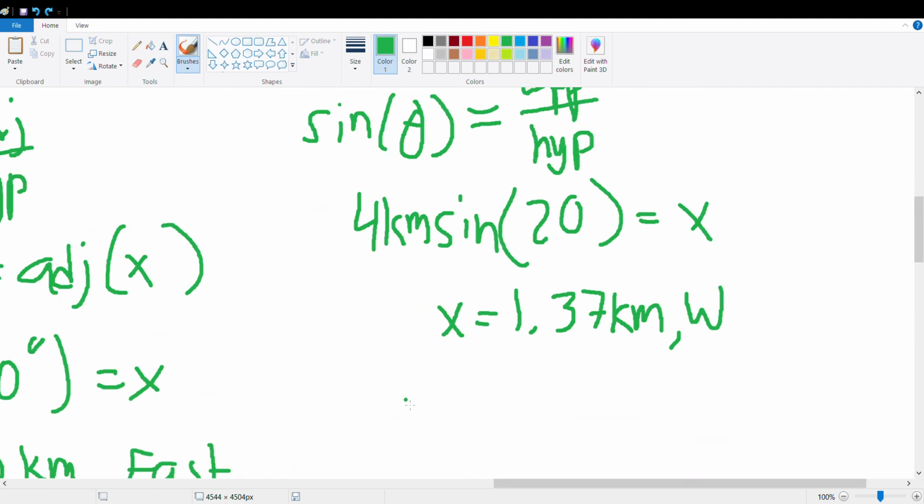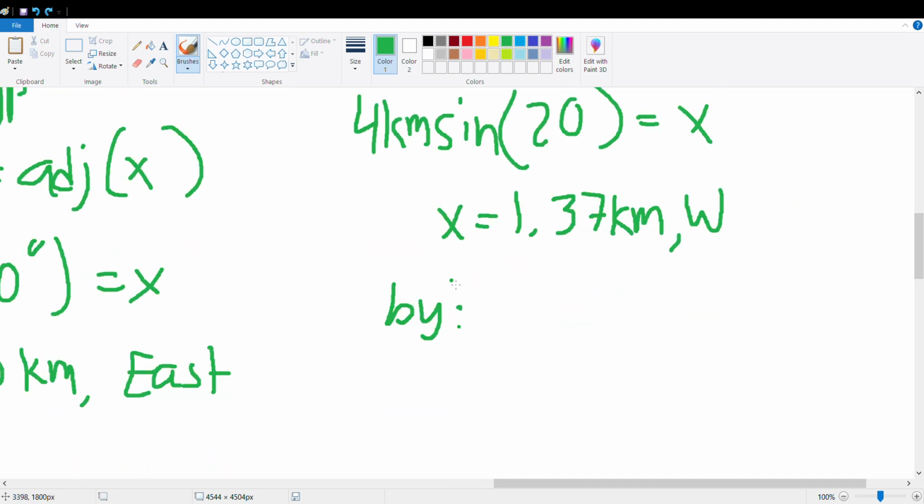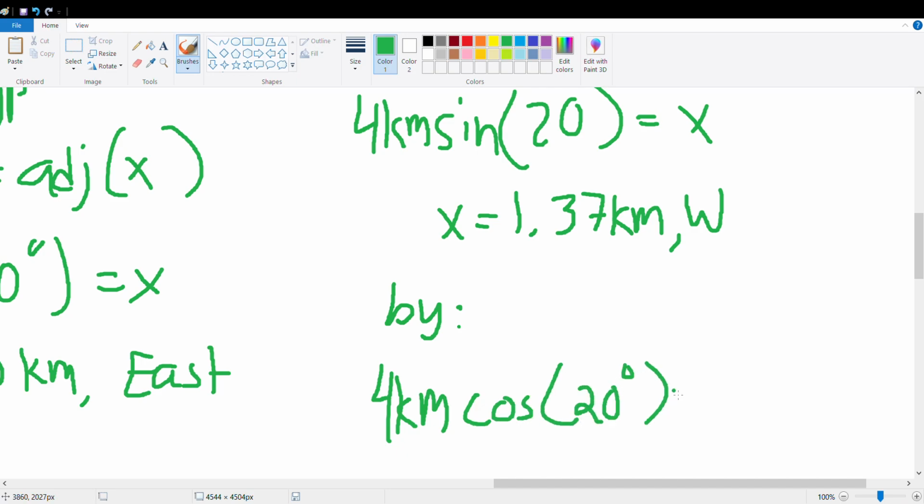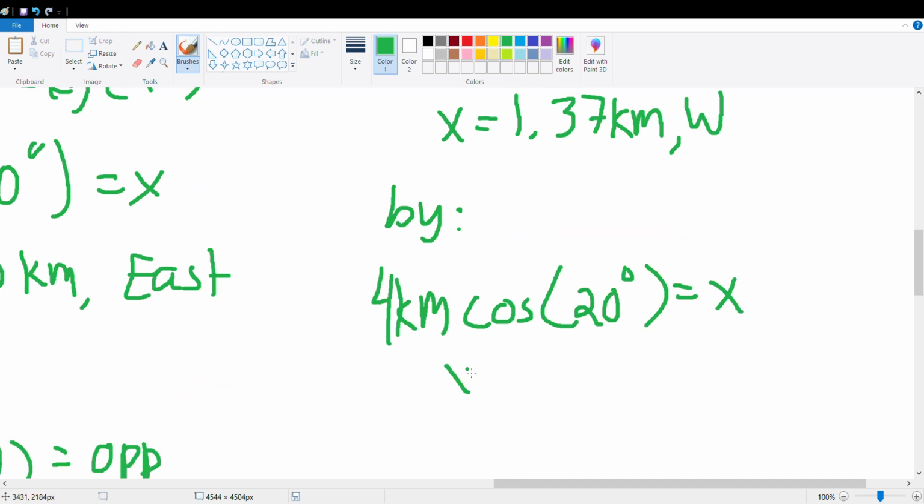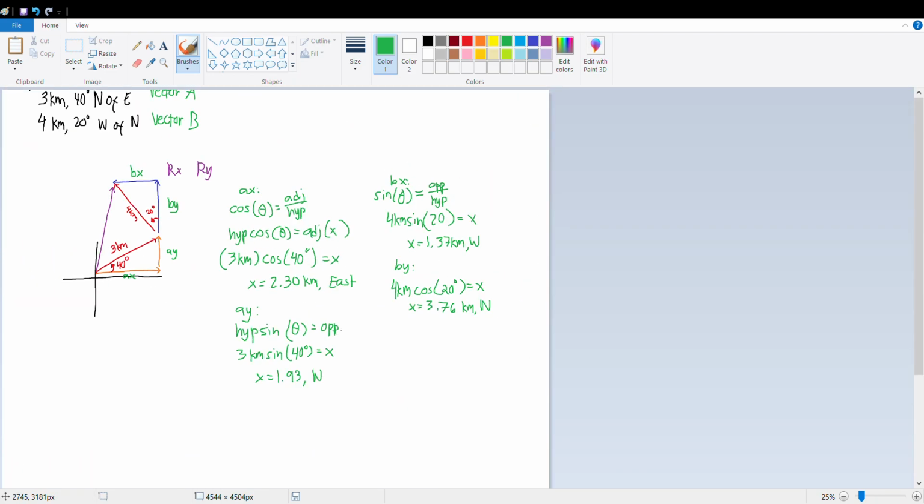Now for BY, same thing but the opposite, which is cos. So 4 kilometers times cos 20 degrees equals x. So x equals 3.76 kilometers north. Alright, now we have all the values.